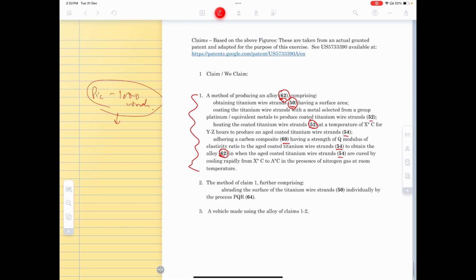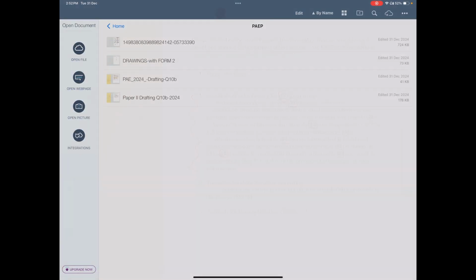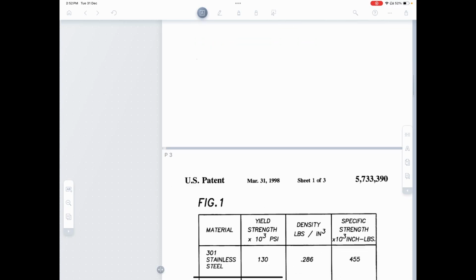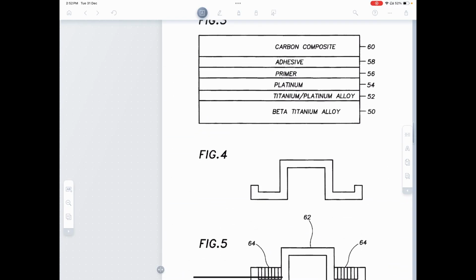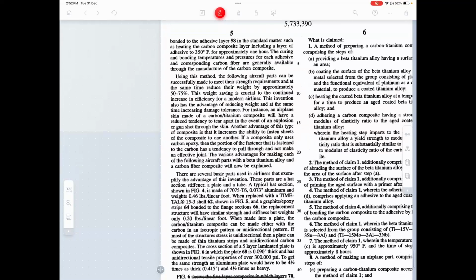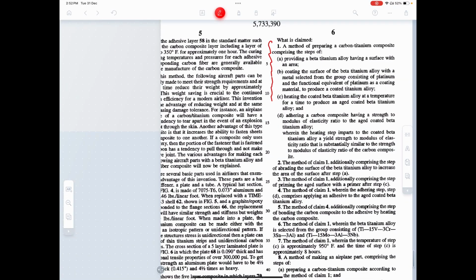Let me just also show you the actual patent and the drawings that are there. So this is the actual patent, and you can see this is the drawing that I used. And one thing that I want to show you was how exactly the claims are being drafted.